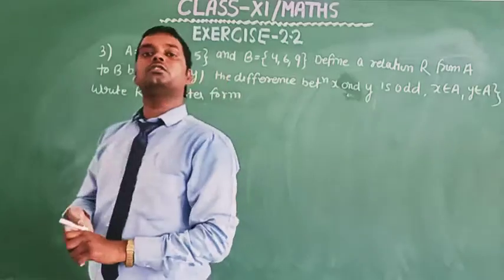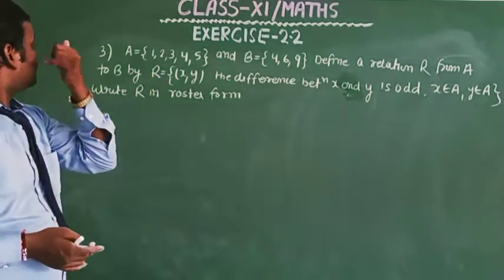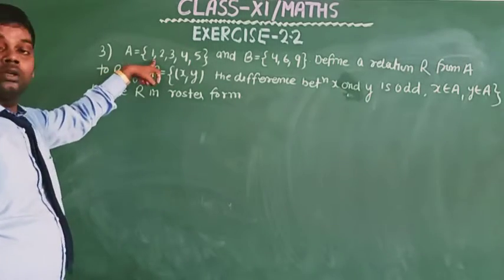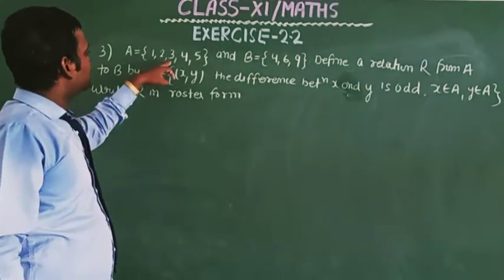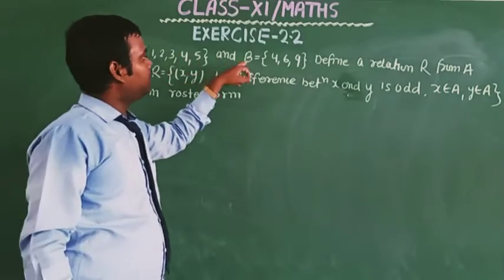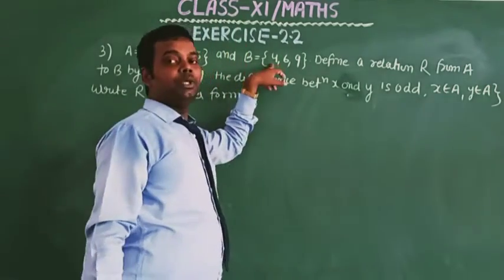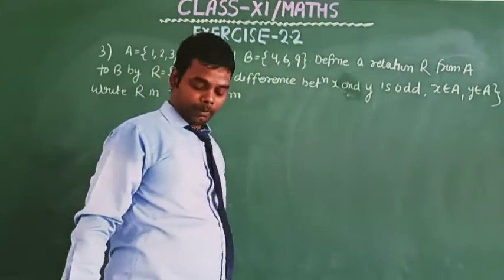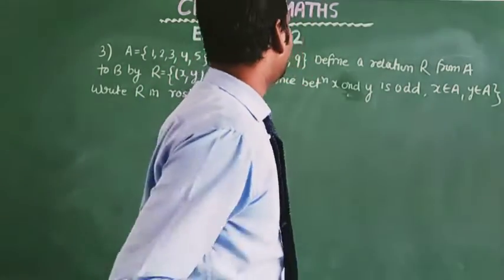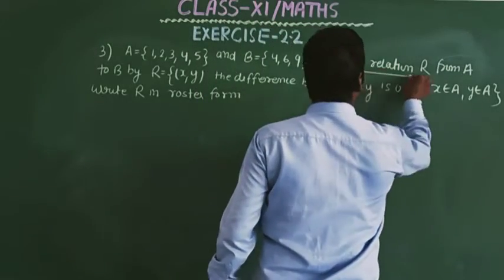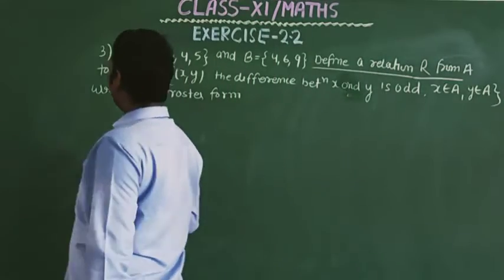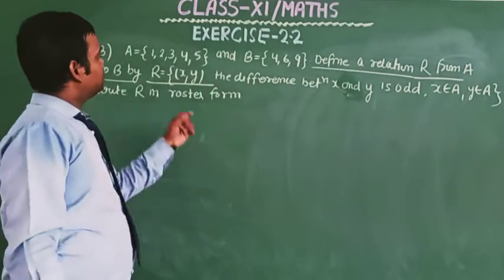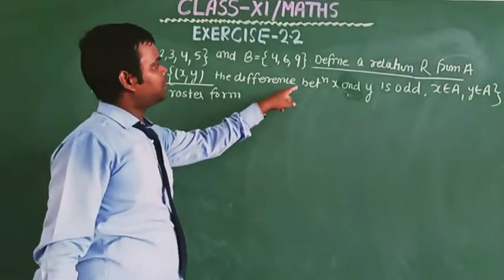Okay, this is question number 3. In this question it has been given a set A whose elements are 1, 2, 3, 4, 5, and set B equal to 4, 6, 9. Define a relation R from set A to B by R equal to ordered pair (x, y) such that the difference between x and y is odd.